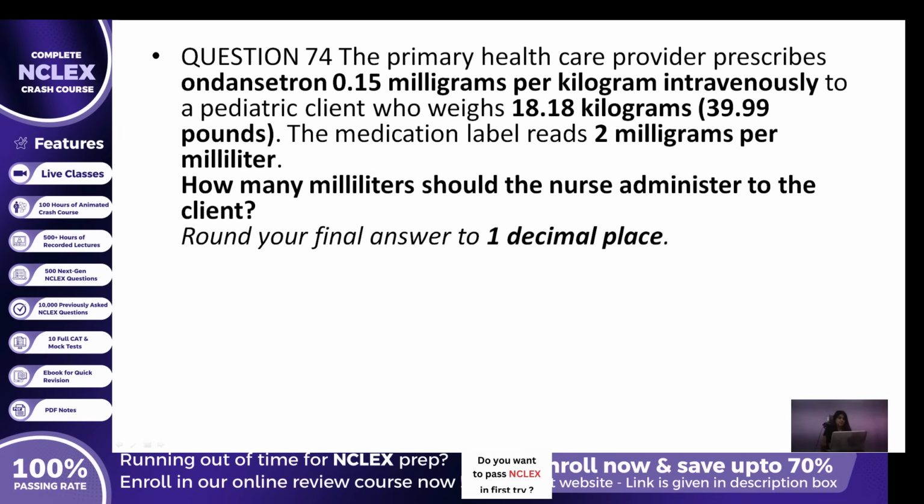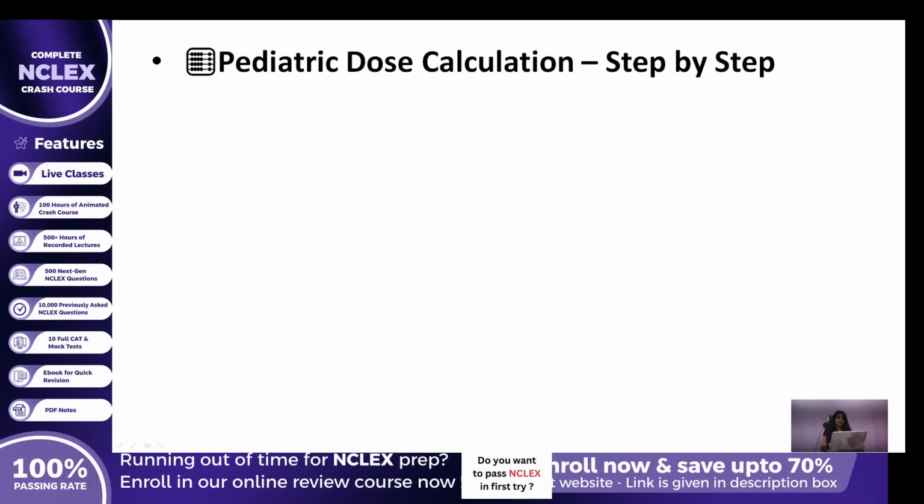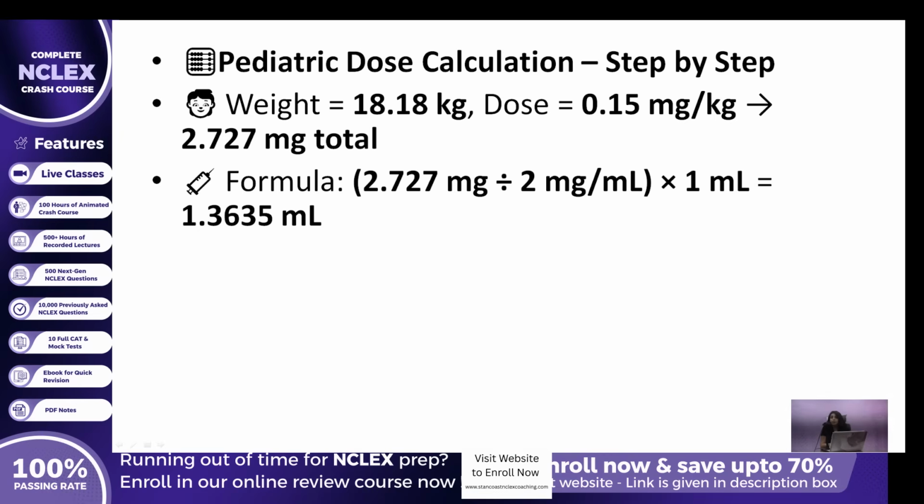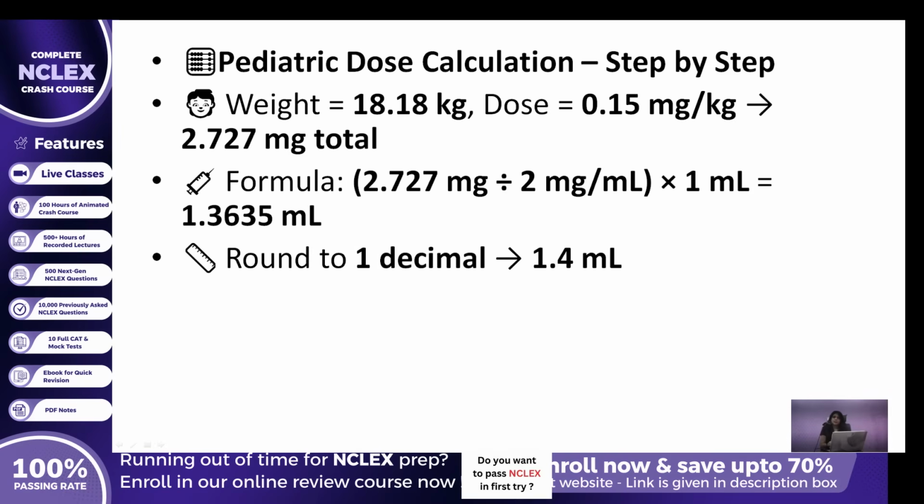The correct answer is 1.4 milliliters. Here is the step-by-step calculation in words. First, multiply the prescribed dose, 0.15 milligrams per kilogram, by the child's weight of 18.18 kilograms. That gives a total dose of 2.727 milligrams. Next, use the standard formula. Dose ordered divided by dose on hand, multiplied by the volume available.